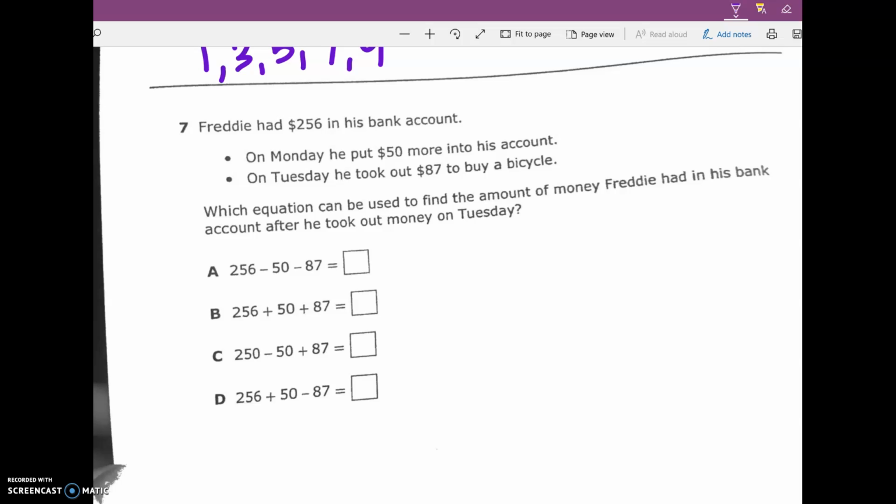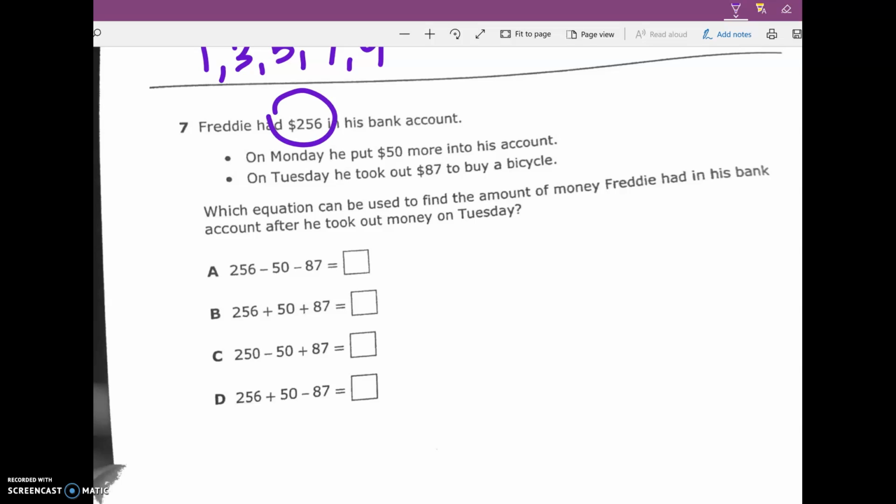Freddie had $256 in his bank account. Go you, Freddie. On Monday, he put $50 more into his account. And on Tuesday, he took out $87 to buy a bicycle. Which equation can be used to find the amount of money Freddie had in his bank account after he took out money on Tuesday? Well, we know he starts with 256, right?